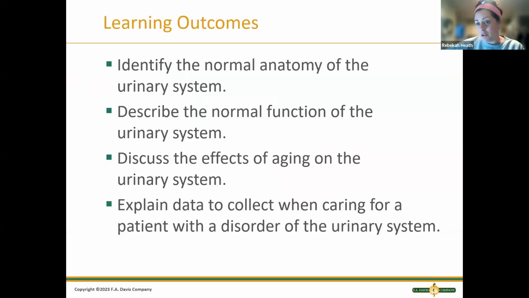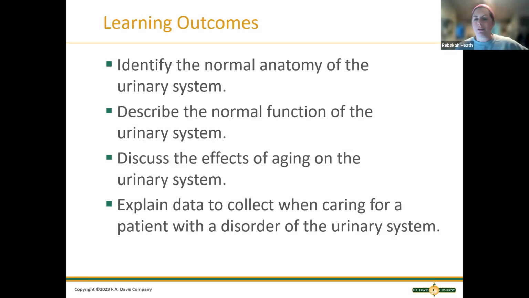All right, so learning outcomes. We want to talk about what's normal, right? If we know what's normal, we're going to be able to identify the abnormal when we see it. We want to know what's the normal function, what's the normal anatomy, what are some aging processes, because remember, aging is a normal process, but it does cause some abnormalities in our systems.